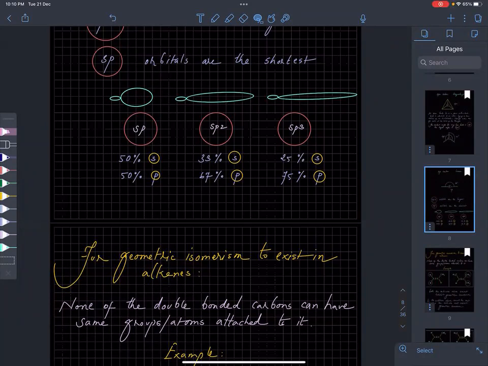It is very important to remember this, because later when you do the rankings for acid strength and basic strength, these concepts will be useful. Now, generally, two sp orbitals are present together, three sp2 orbitals are present together, and four sp3 orbitals are present.